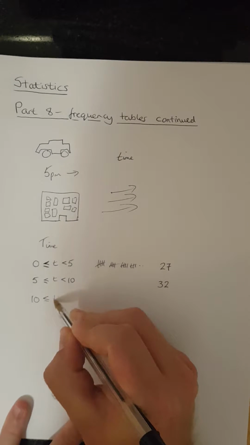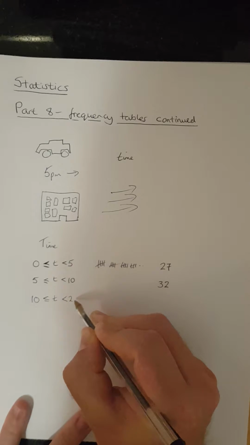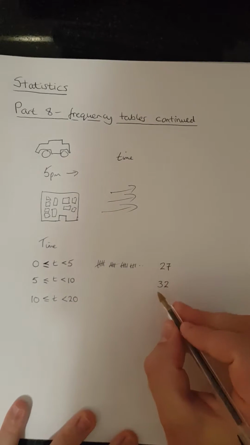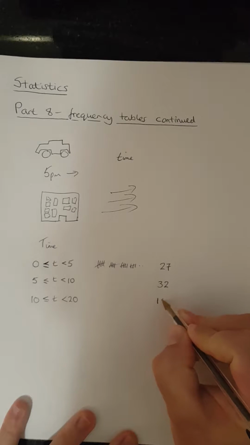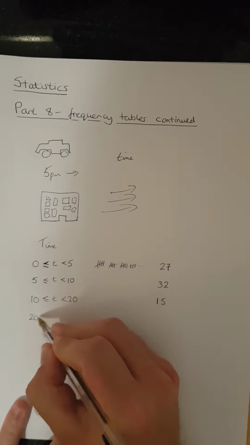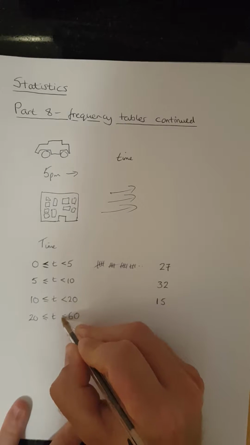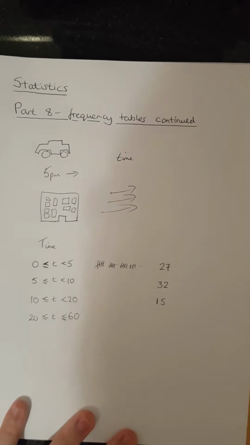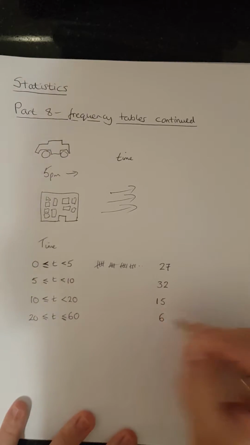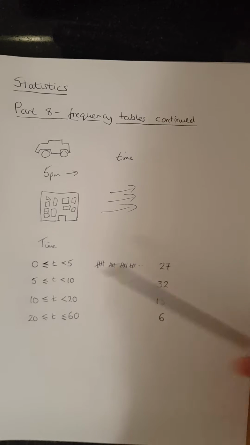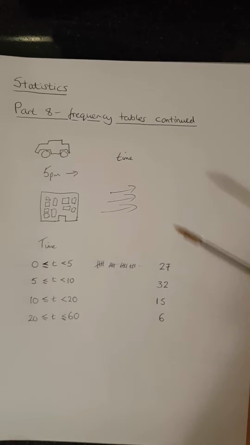Then things started to slow down. So I recorded the next 10 minutes as an interval. Only 15 left. And then, in the next interval, all the way up to an hour after everyone finishes work, there were 6 more. Now this workplace is really good because most people get out really on the dot. Fantastic.